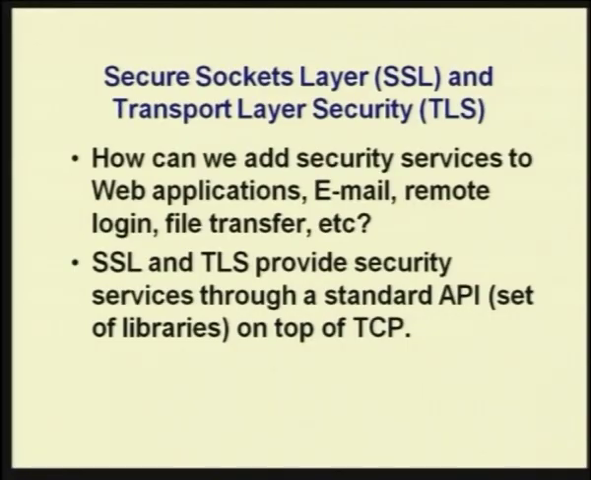So, since these are application layer protocols and they run on top of the transport layer, if you can provide security at the transport layer, it automatically means that you have provided security to all these different applications. So, how is it that is done? What these two protocols do is, both SSL and TLS, they provide security services through a standard API. Now, API is Application Programmers Interface, which is basically a set of libraries on top of TCP. Okay. So, these applications, if they require secure services, will make use of this standard set of API and will achieve the secure communication that they need.